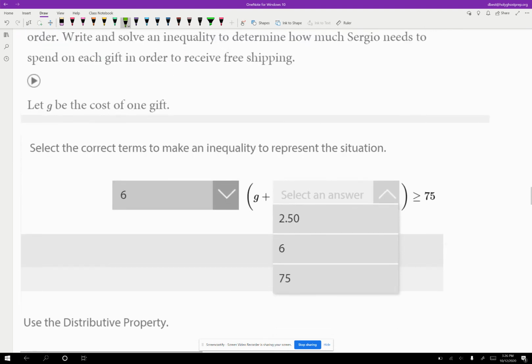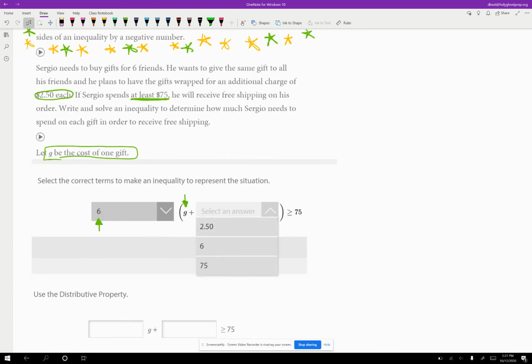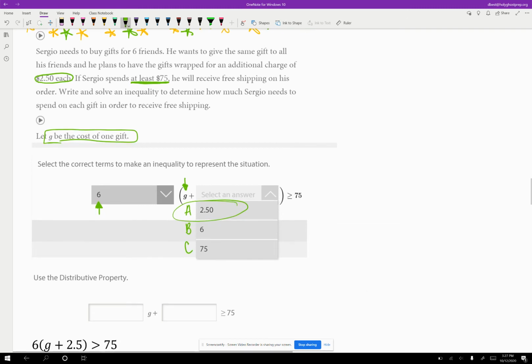Okay. So again, we're going to take this piece by piece. G is going to be the cost of one gift. So I already chose, we're going to multiply everything by 6 because that is how many friends we're shopping for. G is the cost of a gift. And what else do we need to add to our inequality here? Reread the problem and decide what we are adding. Okay. We should have chosen $2.50 because it's $2.50 per gift. So we're adding that on to each gift.